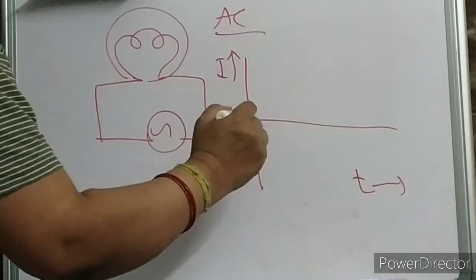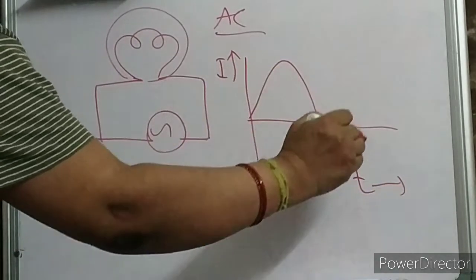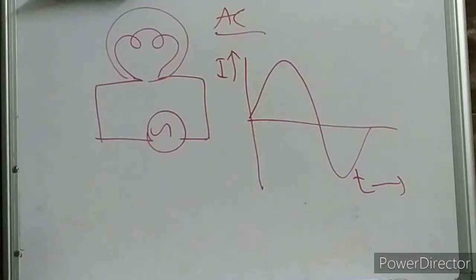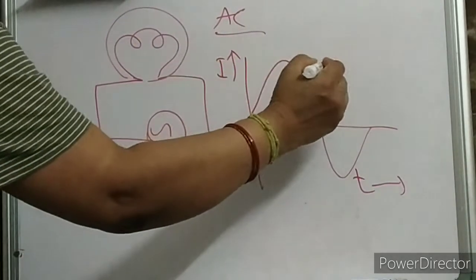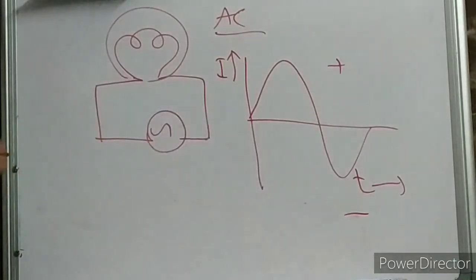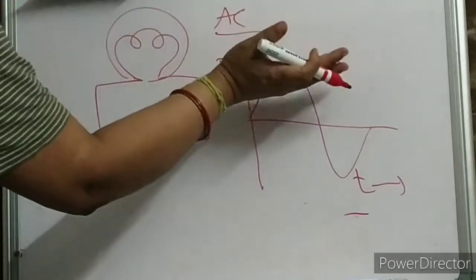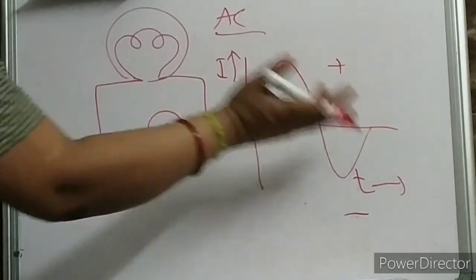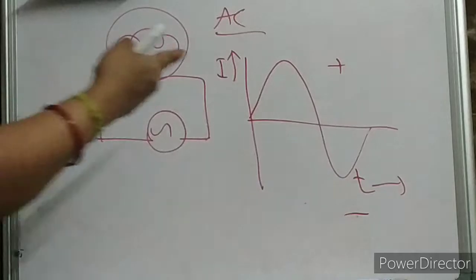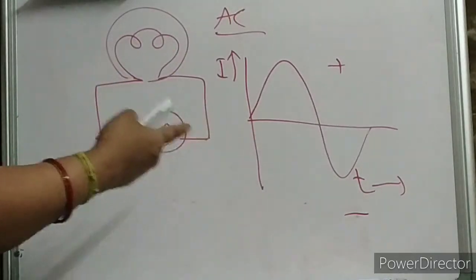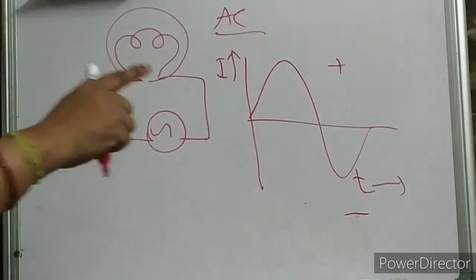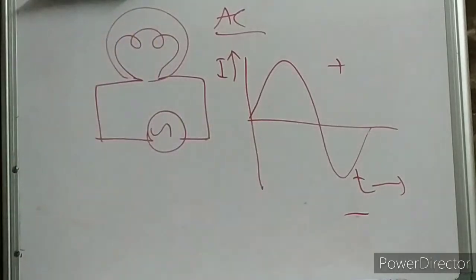If you draw a graph, this is your current, children, and this is your time. With time we see the current. This is the graph depicting AC. This is your positive and this is your negative. I think everybody knows. This is one total cycle, children. This is the positive half cycle and this is your negative half cycle. Mostly AC is represented by this curve, which is your sinusoidal curve, children.